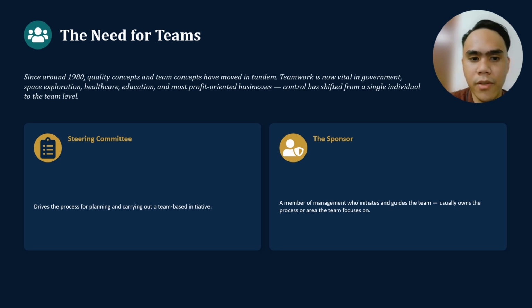Compared to a generation or two ago, control of a project or process has generally shifted from a single individual to the team level. This is not a minor stylistic change. It's a structural shift in how organizations get work done. So why did this happen? The drive for excellence includes better deployment of people at all levels. Workers at every level now expect to have some say in designing and implementing change.